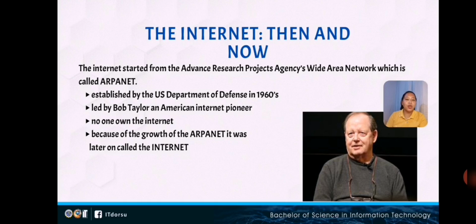Because of the growth of the ARPANET, it was later on called the internet. So the difference between the internet then and now is that before, the internet connection was very slow and a lot of people were struggling because of it. But now, since the economy is growing and improving, the internet is also improving. We are now enjoying a fast, stable, and strong internet connection worldwide.